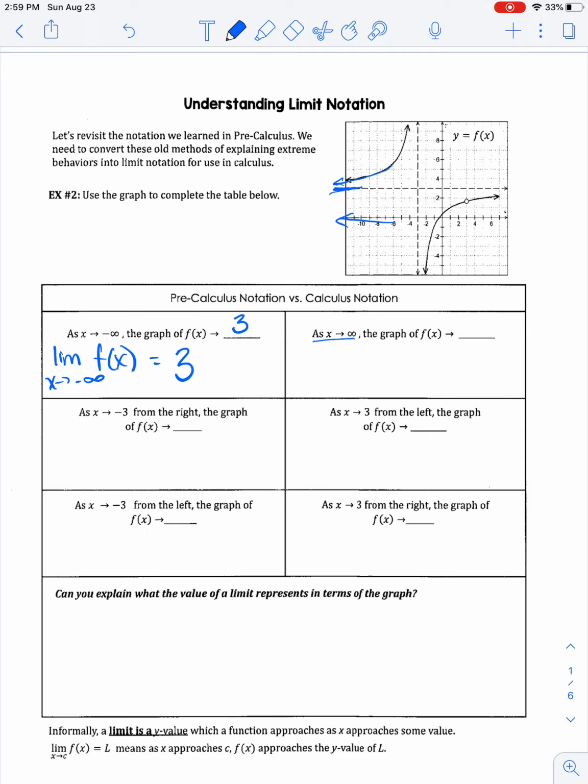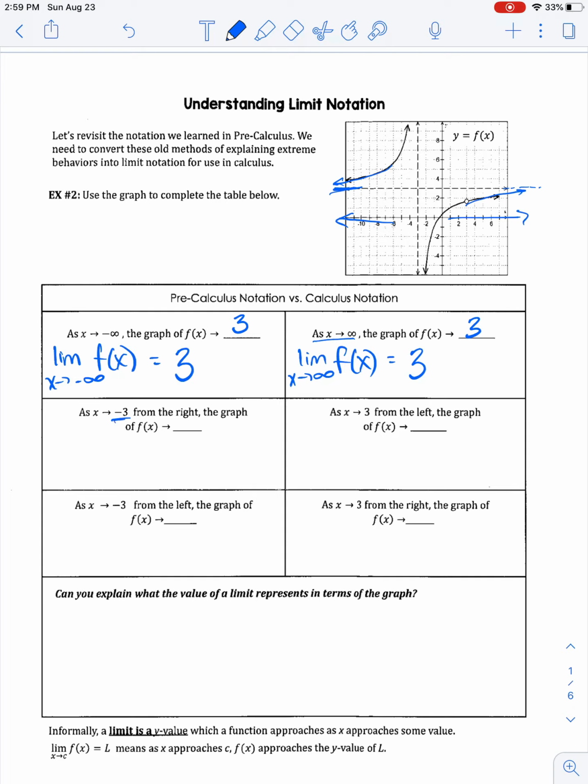So now as x approaches infinity, so now we're headed this way. And I want to know what the function is approaching, and it's approaching that horizontal asymptote, that's the y value. So that limit is also a 3. So I'm going to say the limit of f of x as x approaches infinity is 3.